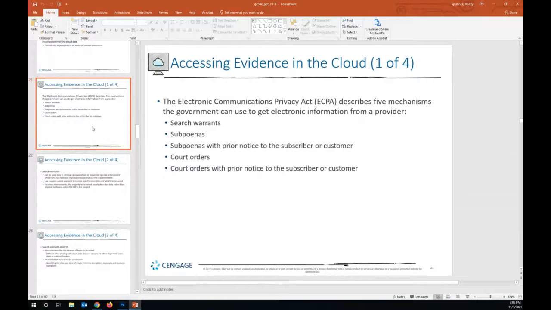Now, when evidence needs to be seized, warrants are used in criminal cases and issued by law enforcement. When only information is needed, typically subpoenas are used in civil and criminal cases. The Electronic Communications Privacy Act describes the 5 mechanisms the government can use to get electronic information from a provider. The search warrant, subpoenas with prior notice to the subscriber or customer, court orders with prior notice to the subscriber or customer.